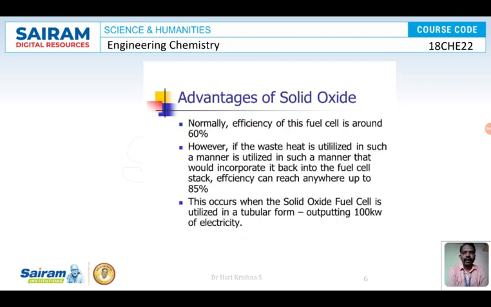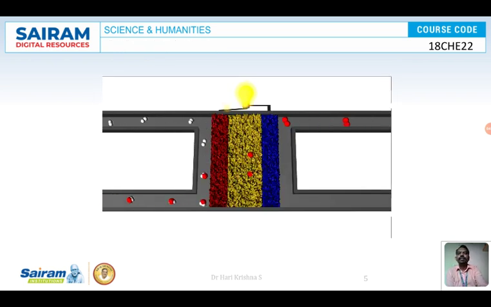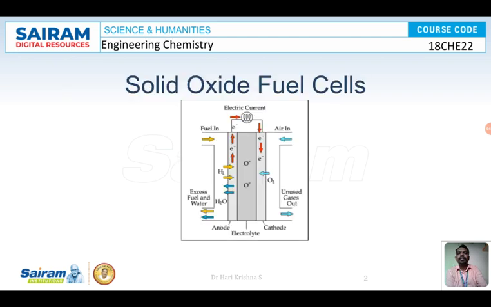So let us see the advantages of solid oxide fuel cells. The efficiency of the fuel cell is around 60%. However, when the solid oxide fuel cell is functioning, energy will be liberated, and simultaneously heat will be liberated. Almost 40% of heat will be liberated over here.